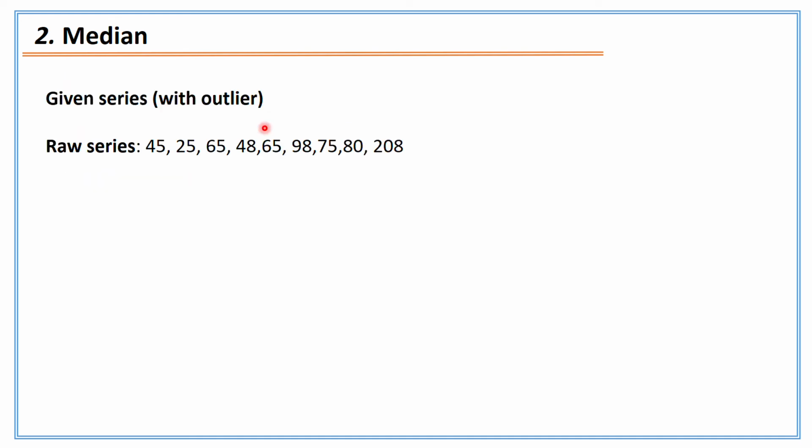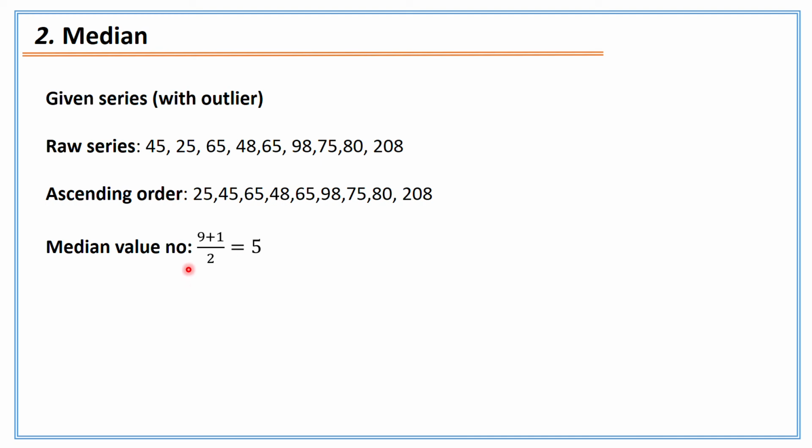Now suppose an outlier is there, same example, 45 up to 208. In this case we will again arrange our data series in ascending order up to 208, and again calculate by the formula. So it is 9 plus 1 by 2, n plus 1 by 2, because the number of data points is 9. So it is equal to 5. 5 means fifth position. So again it is 65.